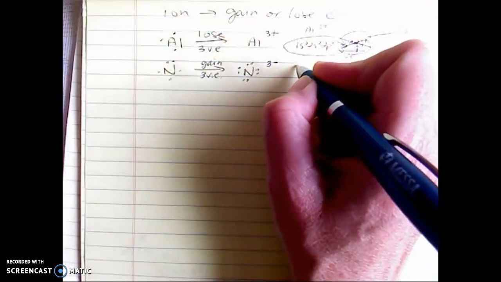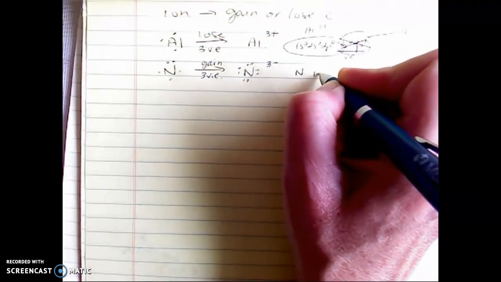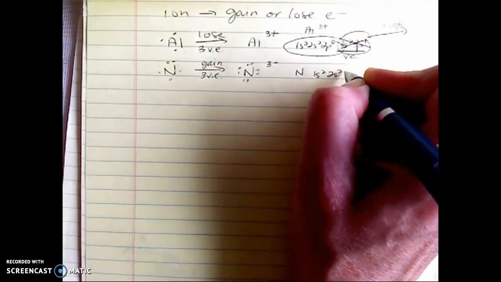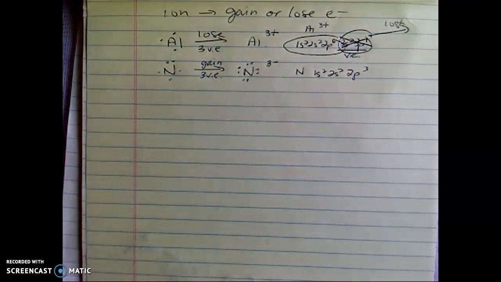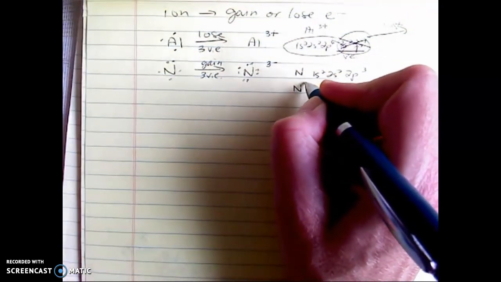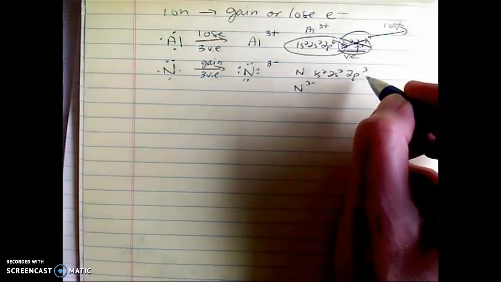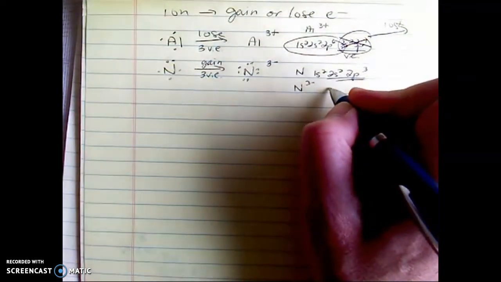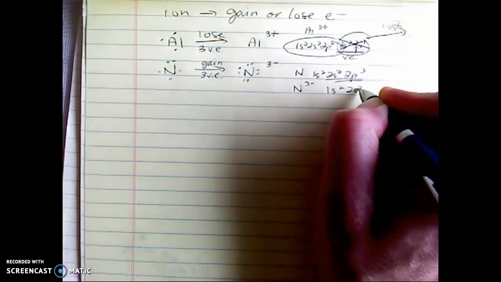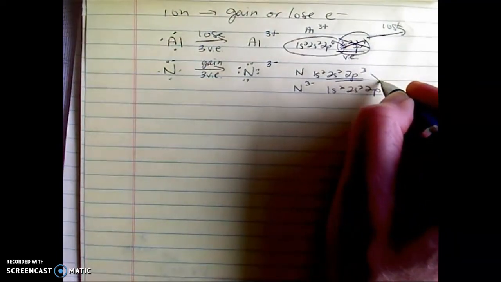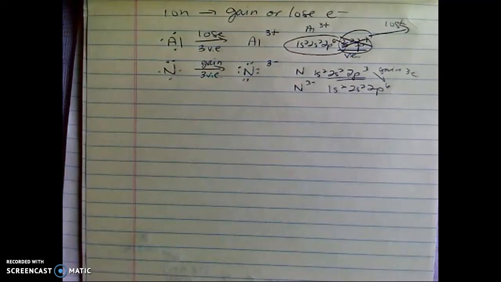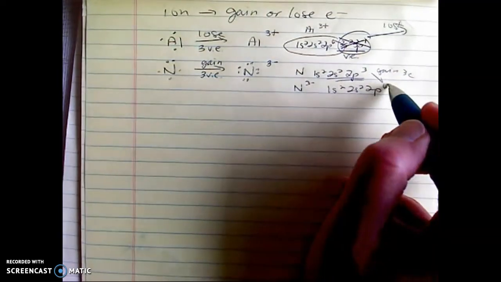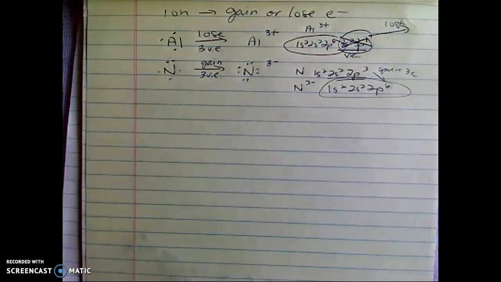Nitrogen does the same thing. Your nitrogen atom would be a 1s2, 2s2, 2p3. But remember, it wants to gain 3 valence electrons. Okay. So when it gains 3 valence electrons, they go in the outermost shell. So this becomes 1s2, 2s2, 2p6. So you gained 3 electrons. Also, this one is full, completely full, which makes it more stable.